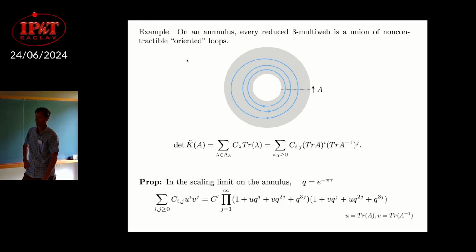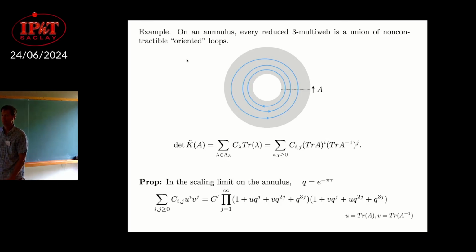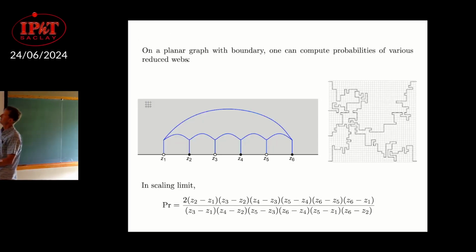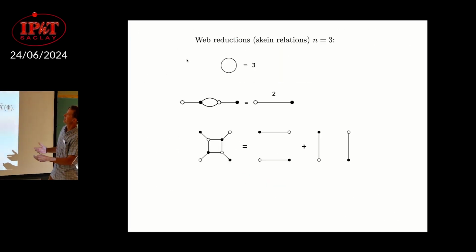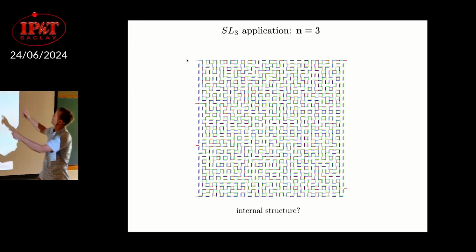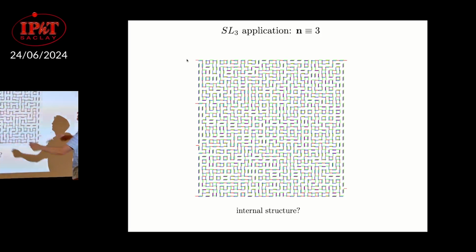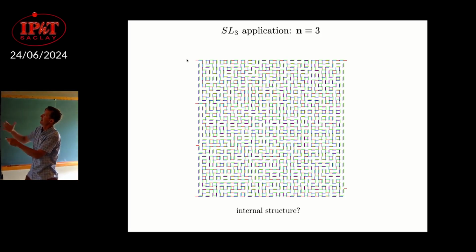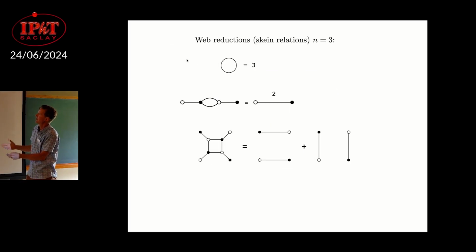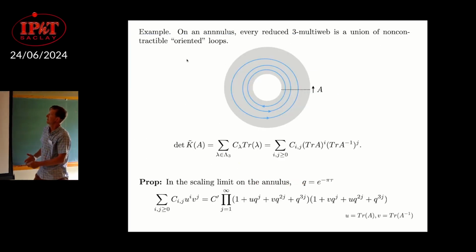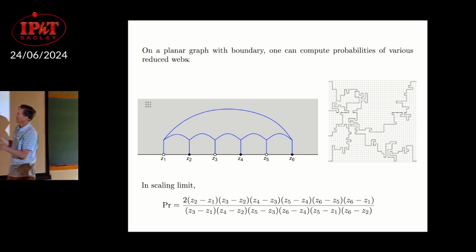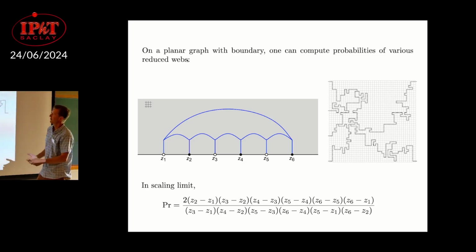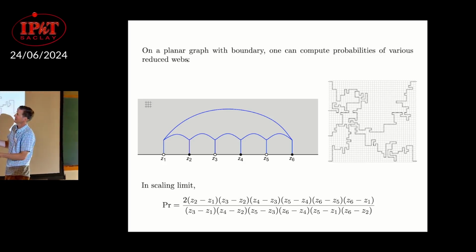When you have a defect on the boundary, do you have some control over how many reduced webs there are? Yeah, that's for the next slide. So just like in my picture here, there were some boundary insertions there, and the internal web in this case has 6 different possible topologies. And again, in this case, one can do the coefficient extraction, and in the scaling limit.